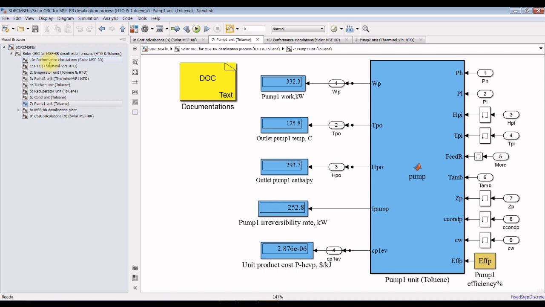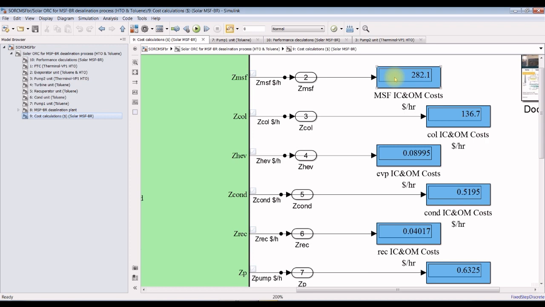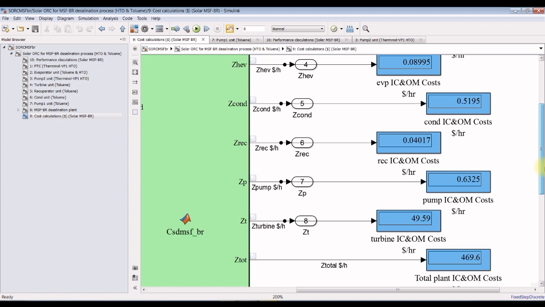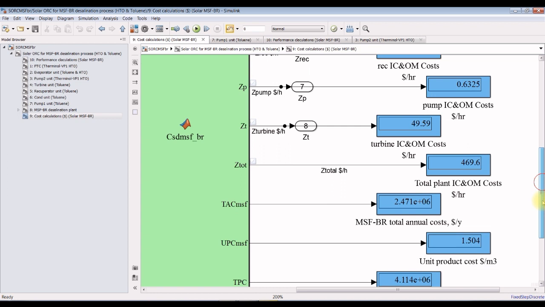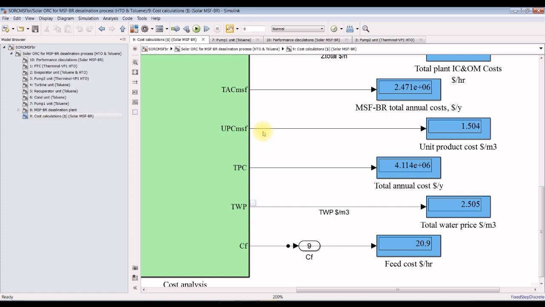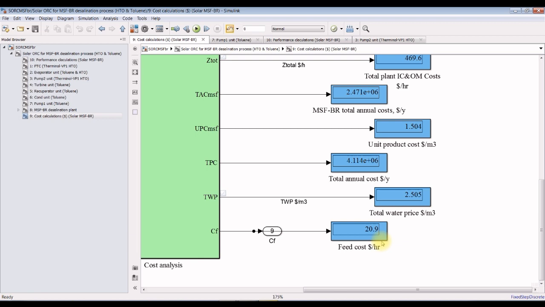Okay, for performance analysis, this cost analysis, you can discover operating and maintenance cost for the mustache flash, solar field, boiler heat exchanger, heat evaporator, condenser, recuperator, pump, turbine costs, operating costs, total annual costs, unit product cost for the desalination part only, total brine cost. This is the total water price. This price you are going to sell your product. And this is the feed cost, $20 per hour.